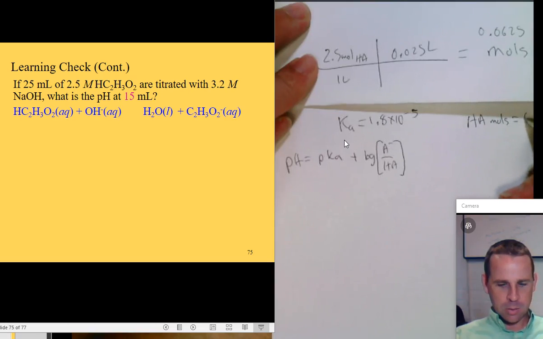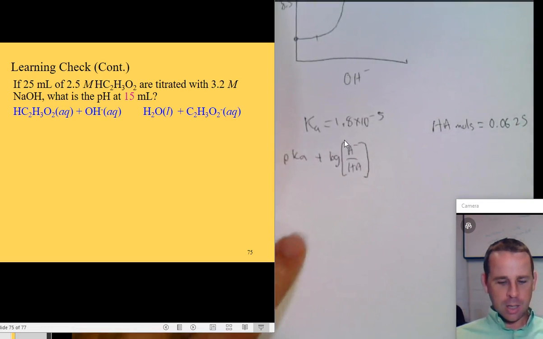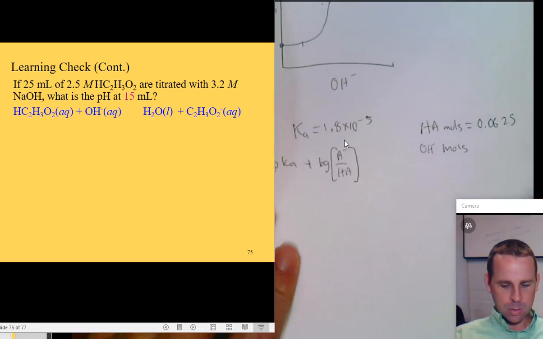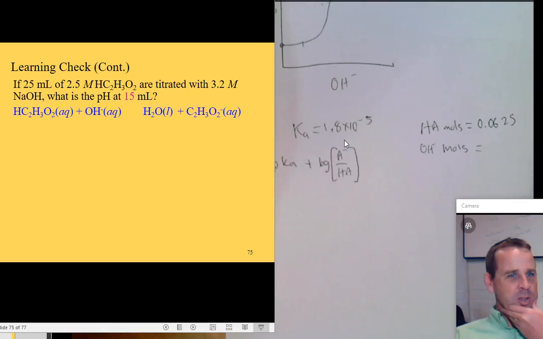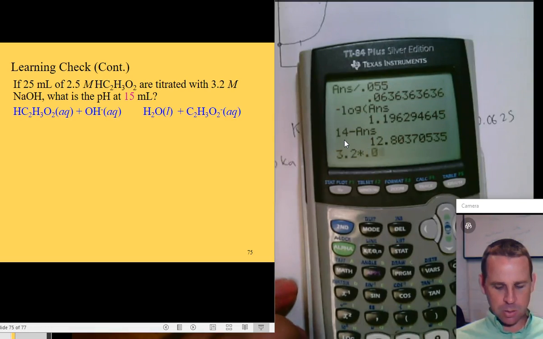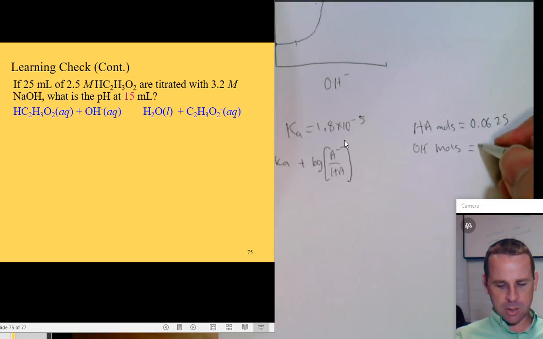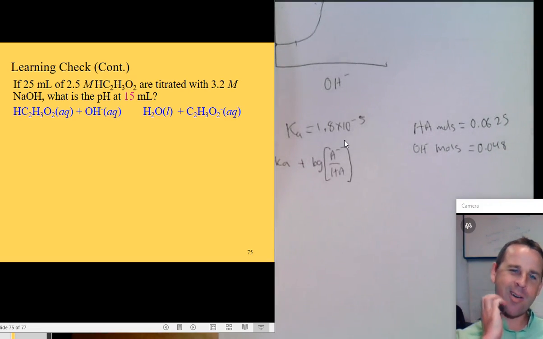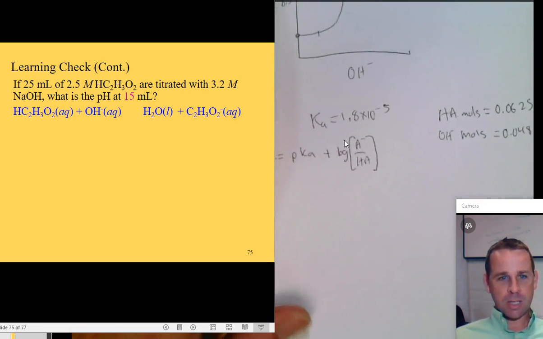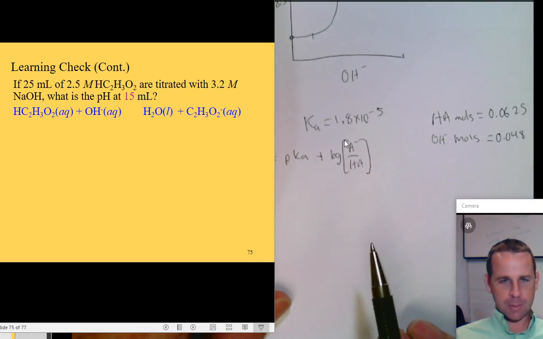Moles of acid, 0.0625. Okay? And we can also identify the moles of base. Moles of base, it's going to be 3.2 molar times the 0.015, right? That's 0.048 moles of the base, 0.048. Now, this is going to be helpful for us because these are basically the values that can go in here once we've adjusted them appropriately, okay?